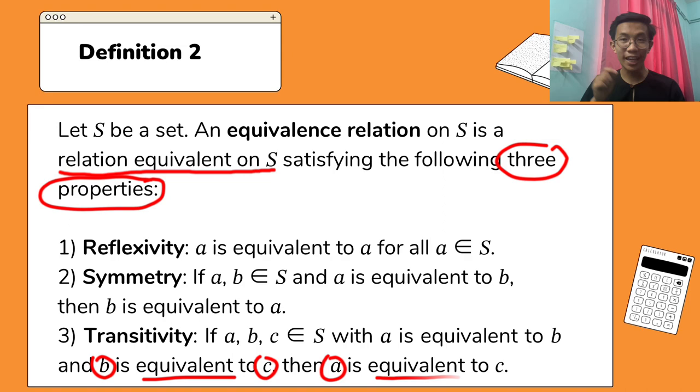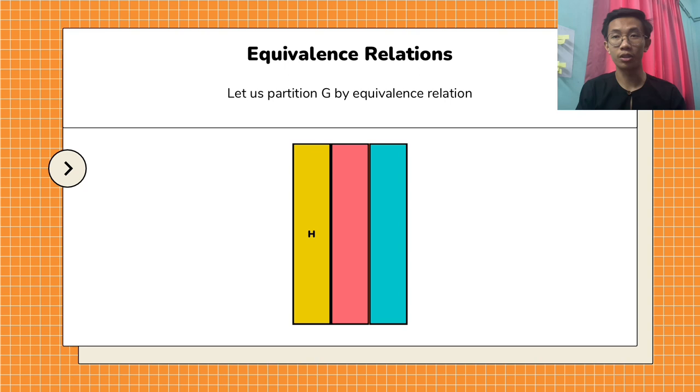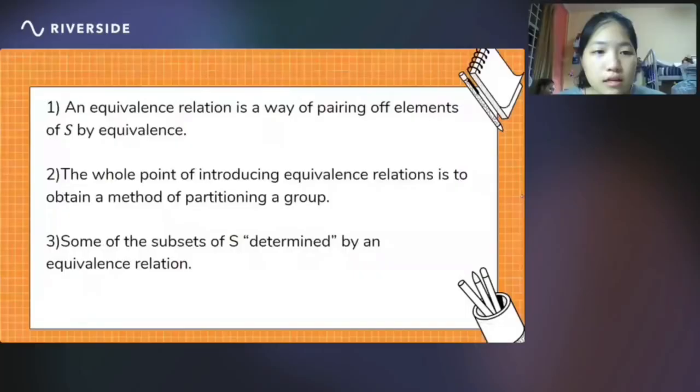Going to equivalence relations, here is just a visual example: partition G into cosets of H by an equivalence relation. The parts have the same size and do not overlap. An equivalence relation is a way of pairing off elements of S by equivalence, where S is a set. The whole point of introducing equivalence relations is to obtain a method of partitioning a group into subsets of S determined by an equivalence relation. Let us go to the next slide.